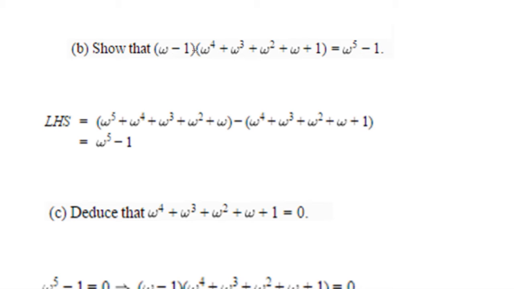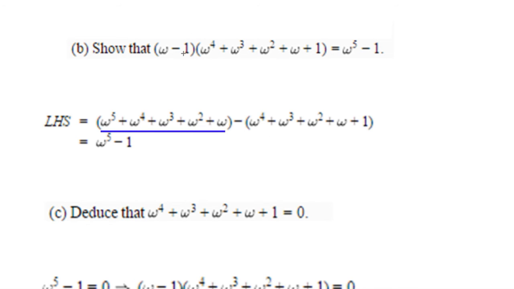Okay, so show that (omega minus 1) multiplied by (omega to the power 4 plus omega cubed plus omega squared plus omega plus 1) is equal to omega to the power 5 minus 1. This one's just algebra, or expansion. If I multiply this out, it'll be omega to the power 5, 4, 3, 2, and then omega, which is what this is being represented.